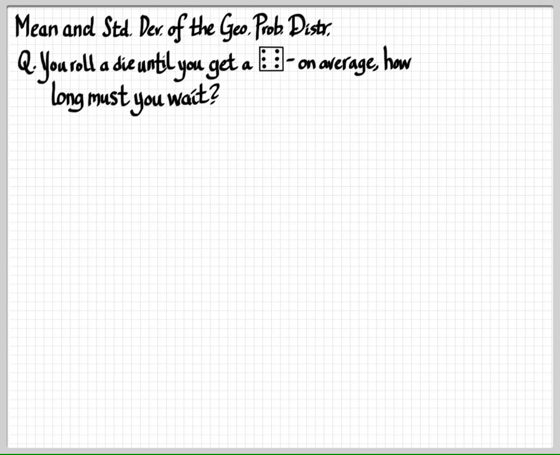Now here it's the mean. On average, how long will I wait? We're not computing a particular probability. You probably would guess 6 rolls. Since there's a 1 in 6 chance of getting a 6, you say, well, probably on average you'd have to wait 6 rolls. You might get it on the first, you might get the first one on the 10th, but on average 6. And that's actually correct.